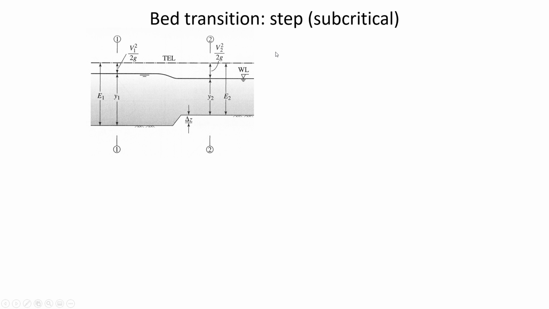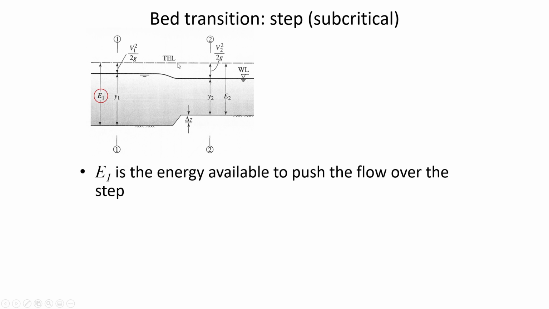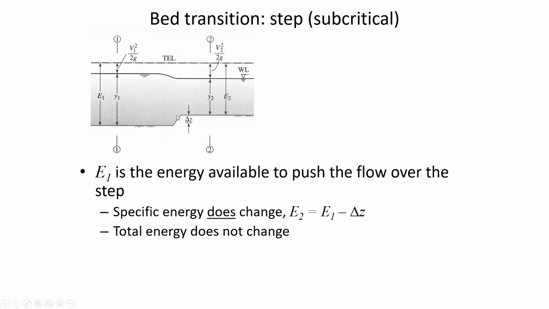So when you have a step upward in subcritical conditions, you can think of E1 as the amount of energy that's available to push the water up over this obstruction. So this is how much energy you've got to do the work of flowing downstream and getting up over delta Z. The specific energy at location 2 is going to be, instead of adding the delta Z like we did for the step down, this time you're subtracting the delta Z, because there's less specific energy at 2 when the water has to flow up over that obstruction.